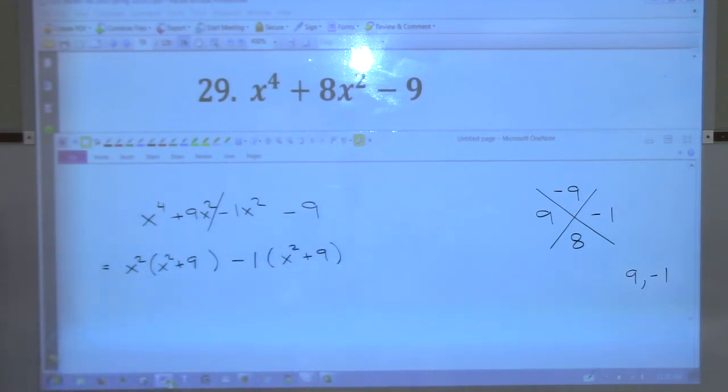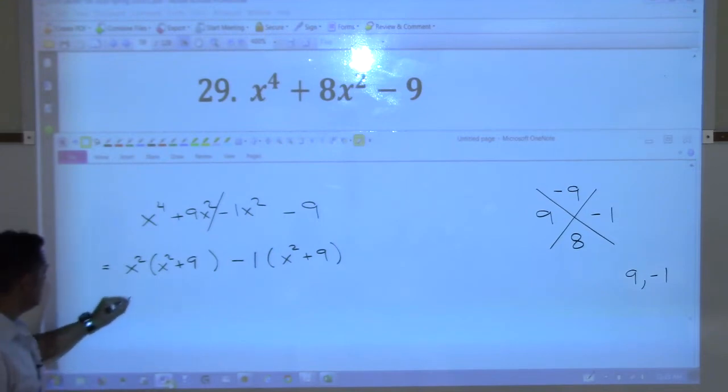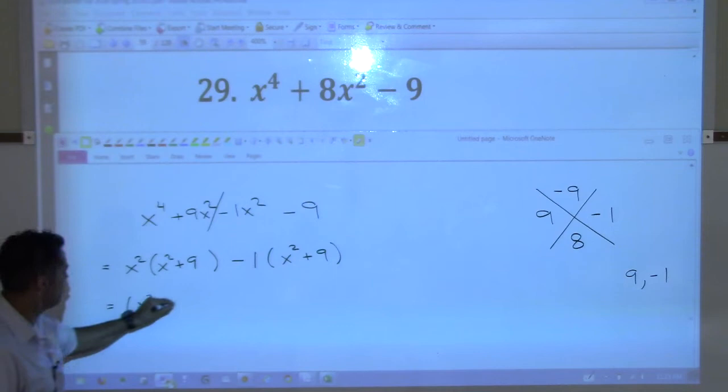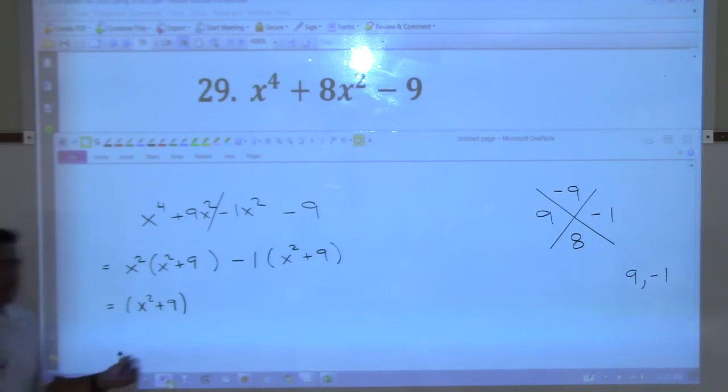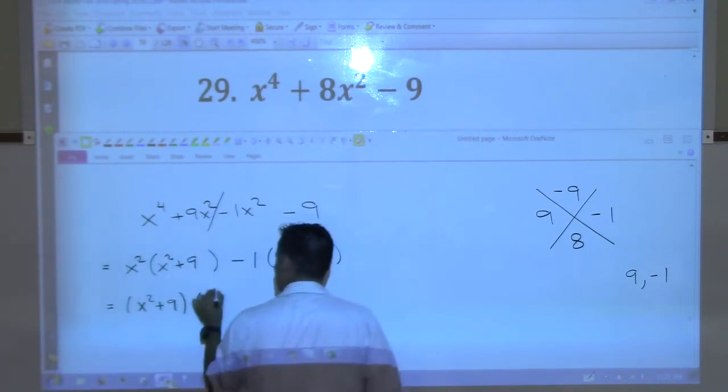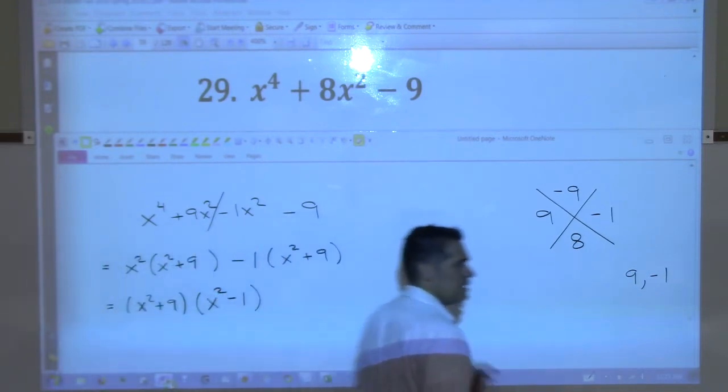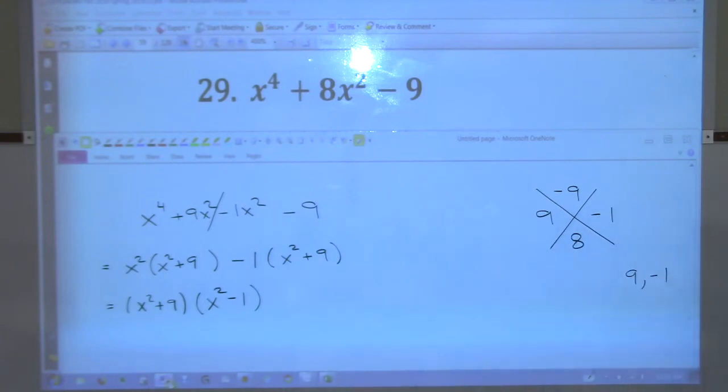We're almost done, but there is something at the end of this one that trips people up. I'm going to write x squared plus 9. That's what matches. And then what's my next piece? X squared minus 1. And a lot of people will take it to here and they'll box this up and they'll say that's their answer. And I can't give them full credit. Why can't I give them full credit for that?